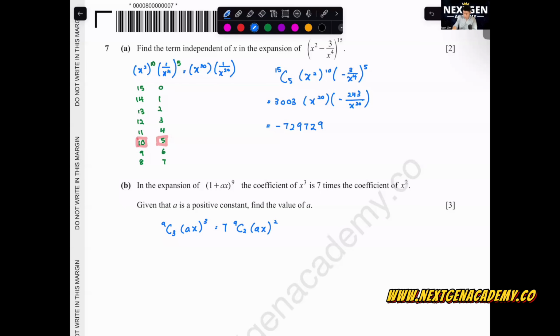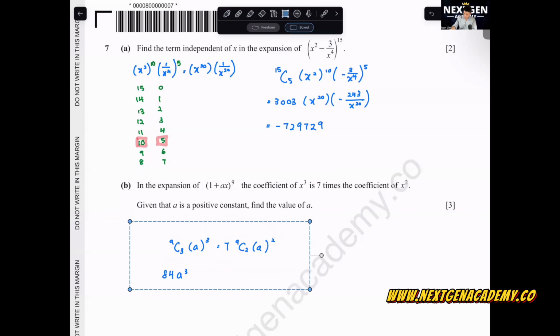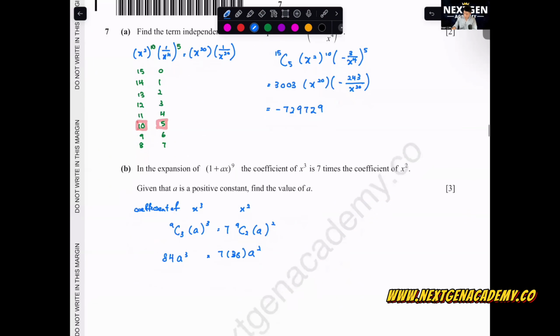Go and calculate for this. Okay, here will be 84 a cubed. Sorry, we don't have to write down the x. For the coefficient, we can just remove the x. Okay, we just write like that, a cubed. You can write down here: coefficient of x cubed, and this one is the coefficient of x squared. Then 7 times 36 a squared. Okay, we solve for this one.